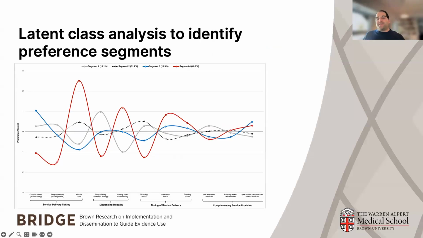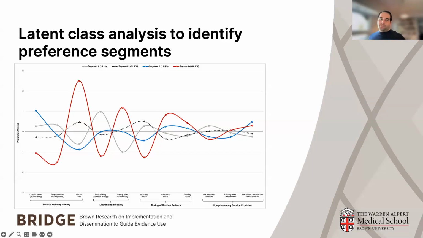So we used a method called latent class analysis because what we suspected was that there was a lot of heterogeneity or variation in preferences. And what this method allowed us to do was to really identify hidden groups of sex workers within our study population who shared specific preferences that were distinct from one another in terms of the overall study population.